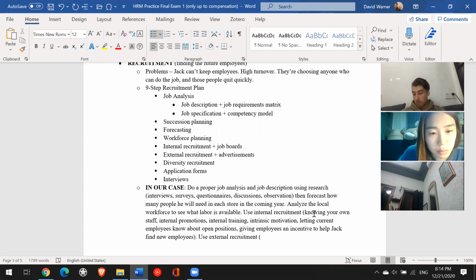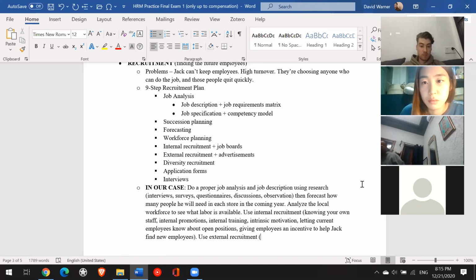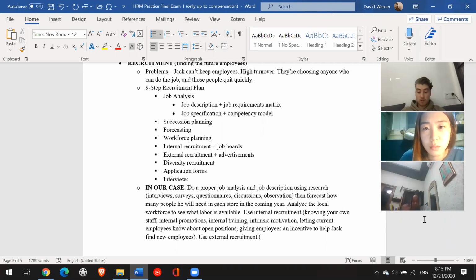Now, what are some external ideas? Again, you can't just say, use external recruitment. I'll give you a D for that. You won't fail, but you won't get a good grade. You have to go through your notes or the book and tell me what are some kinds of external recruitment. Can anybody tell me what are some kinds of external recruitment?